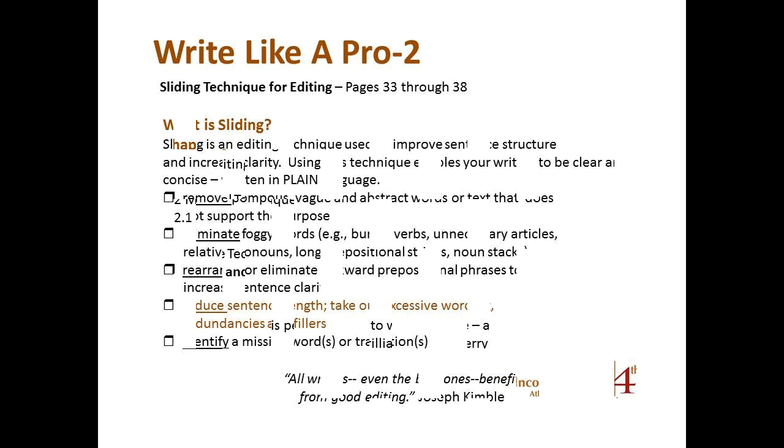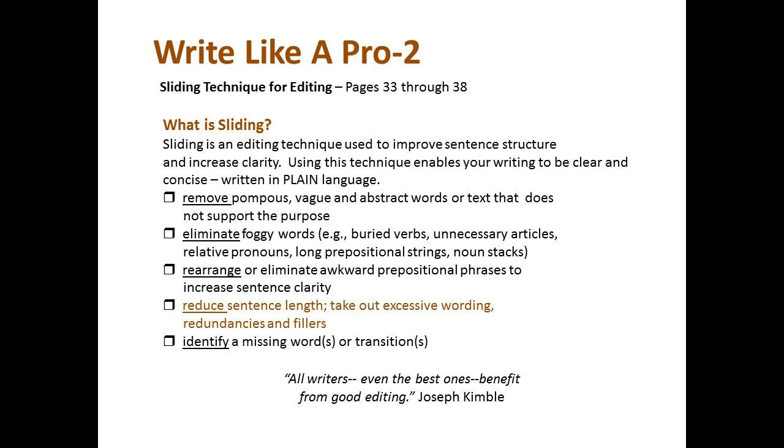Let's look at the definition of sliding. It's an editing technique that's used to improve the sentence structure and increase the clarity of your document. And it just helps you to be more concise and write in plain language. It has 5 functions where you can remove, eliminate, rearrange, reduce, or identify missing words. So you can slide in or slide out. But during this demonstration, we're going to look at the 4th one, which is to reduce the sentence length, take out excessive wording, redundancies, and fillers.